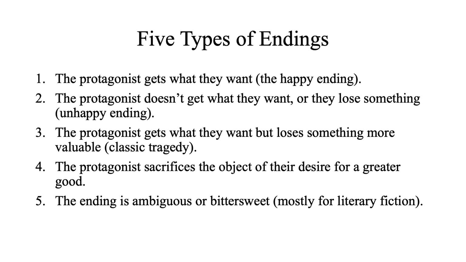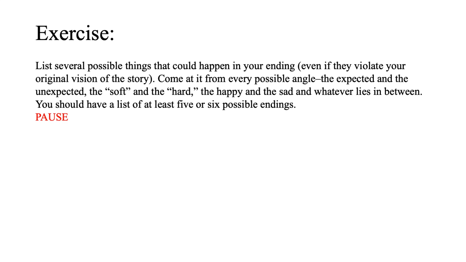Exercise, and you can use this again on work that you're working on right now, or if you want to continue on with that alphabet exercise story, list several possible things that could happen in your ending. You could use this with the boss one too, even if they violate your original vision of the story. Come at it from every possible angle, the expected and the unexpected, the soft and the hard, the happy and the sad, whatever lies in between. You should have a list of at least 5 or 6 possible endings, and be creative again with these.